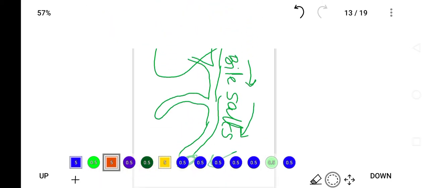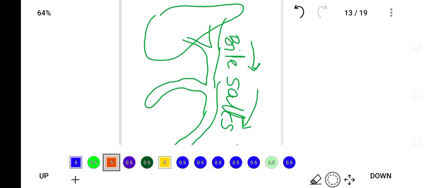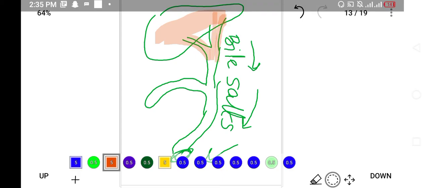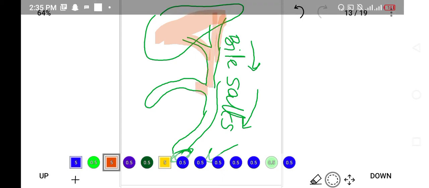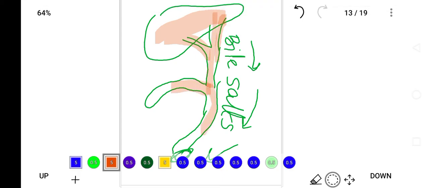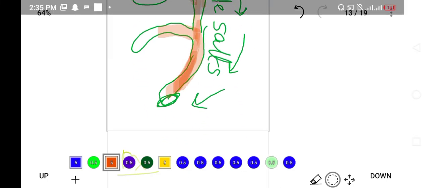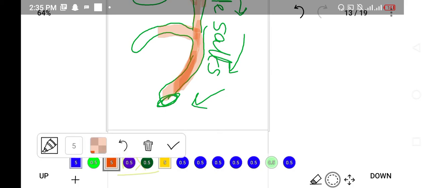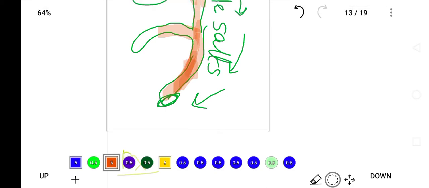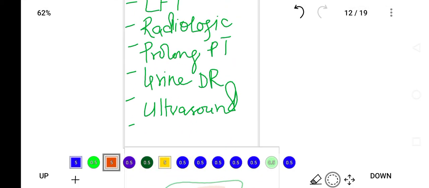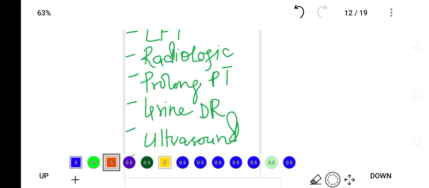So for choledocholithiasis, look at the normal anatomy of the liver. This is the liver, and from the liver, the right hepatic duct and left hepatic duct drain into the common hepatic duct, and it combines with the cystic duct and forms the common bile duct. So when a stone is present here in the common bile duct, choledocholithiasis develops, and the patient will present with the complaints which were discussed in the clinical scenario.